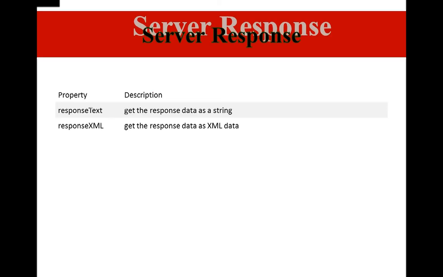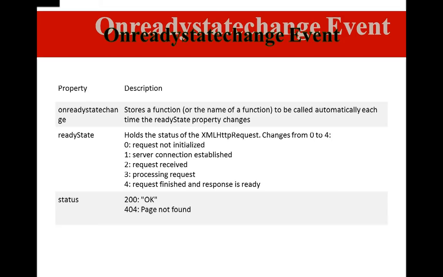In the case of XML, you will get response XML. And when you get the response from the server to the client, at the client machine, JavaScript isn't aware whether this particular response got back to this client or not. To catch whether the response is generated and sent back to the client or not, we are going to use something called the onreadystatechange event.